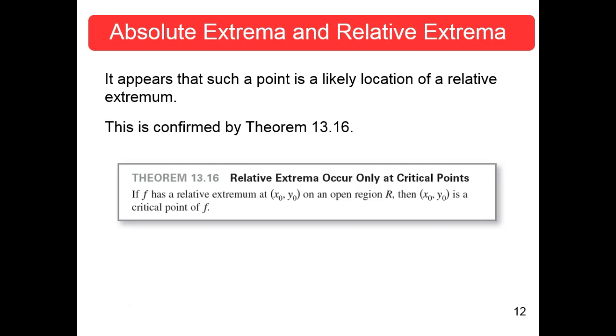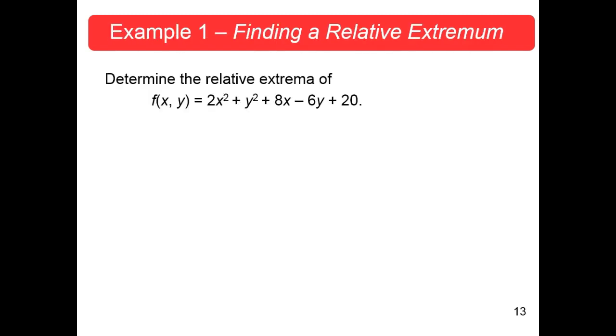Notice what they don't say. If it's a critical point, then it has a relative extrema. No, they don't say that. They say if it's a relative extrema on an open region, then x0, y0 has to be a critical point. So finding your critical points just gives you candidates for extrema. They won't necessarily be extrema. But you can't have an extreme that's not at a critical point, if it's a relative extreme. Absolute, yeah, you could. Relative, no.